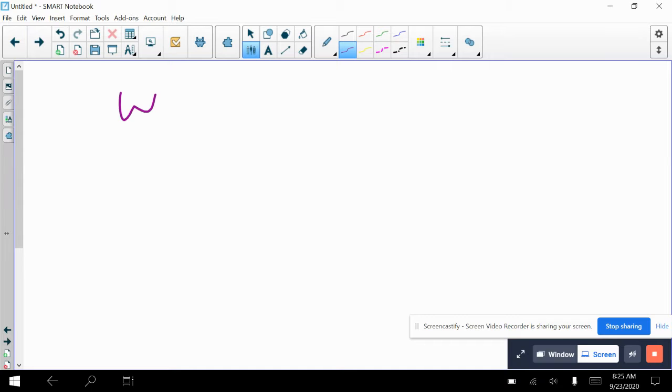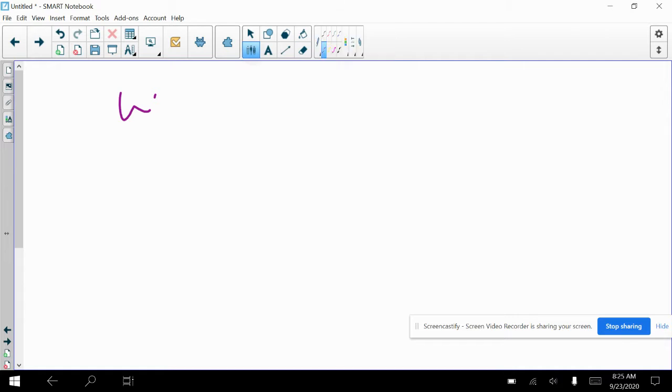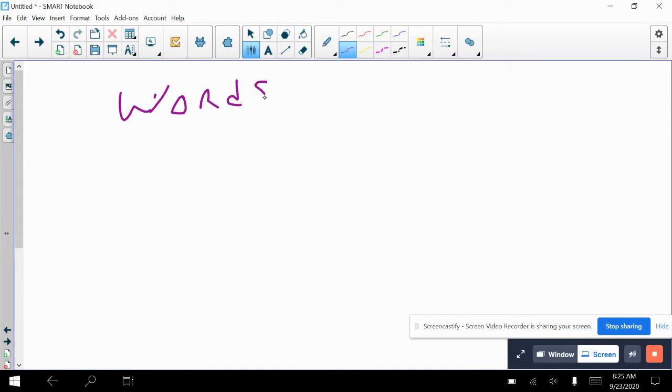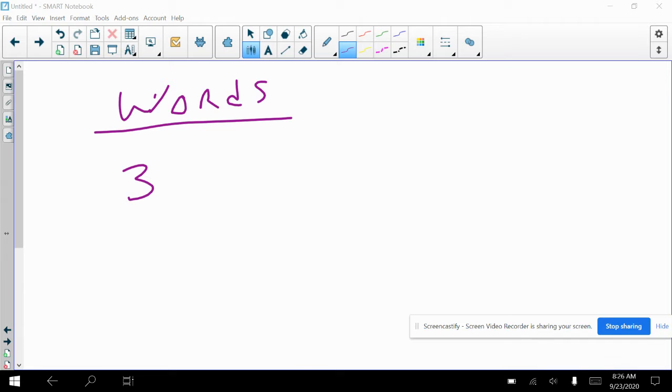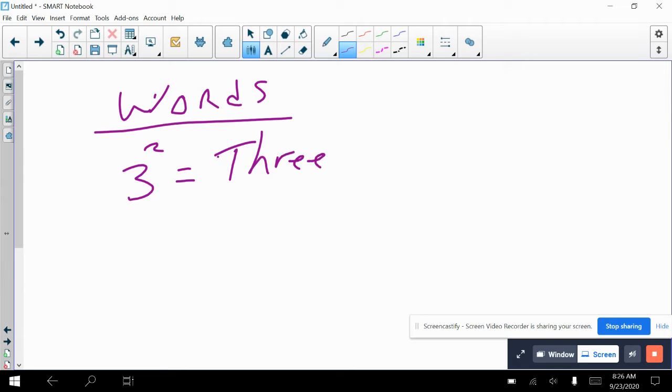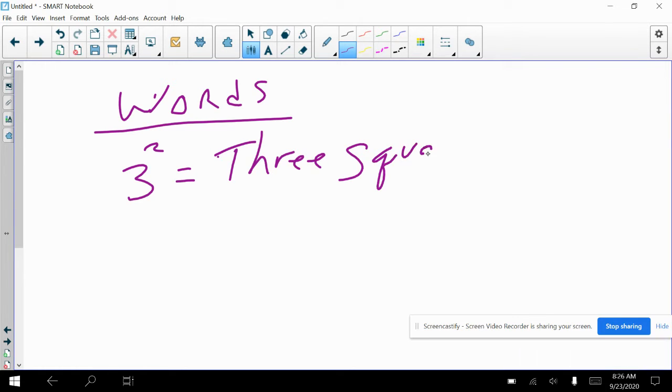All right. Well, actually, let's talk about words here first. We've already talked about this briefly. How would you read that number? How would you read that exponential form right there? Okay, 3 to the second power, or most people would just say 3 squared. Okay, and he is right. You could say 3 to the second power. That is fine too. Nothing wrong with that. Perfectly acceptable.